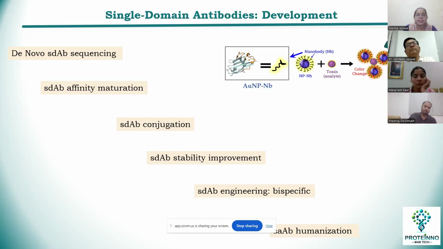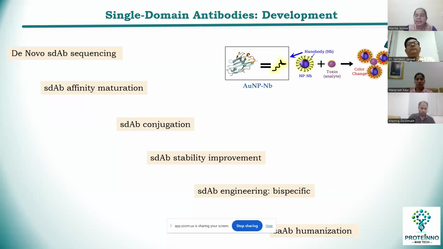We do single domain antibody affinity maturation. This is a mutagenic application, and it can be done with phage display or ribosome display. Once we have very good targets, let's say 2 or 3 targets, we conjugate the single domain antibodies. In our case, we use fluorophores or gold nanoparticles for colorimetric assay development to make a prototype.